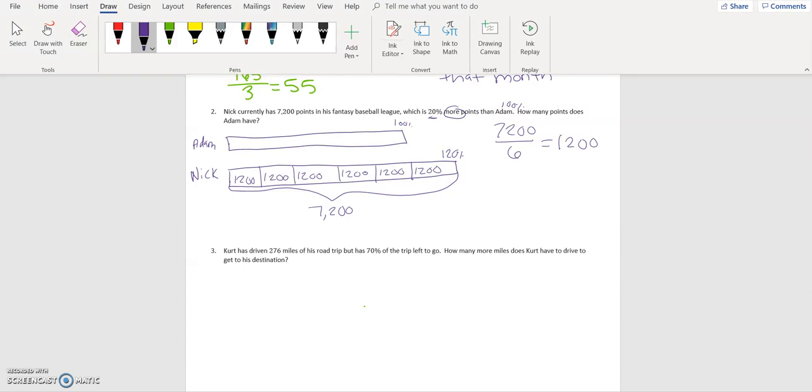So, in order to figure out how many Adam has, we know he has 5 of those parts. 1, 2, 3, 4, 5. So we're going to take 1,200 and we're going to multiply it by 5. So 1,200 times 5 is going to give me 6,000. So Adam has 6,000 points.